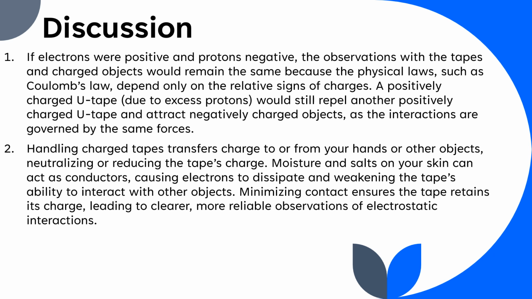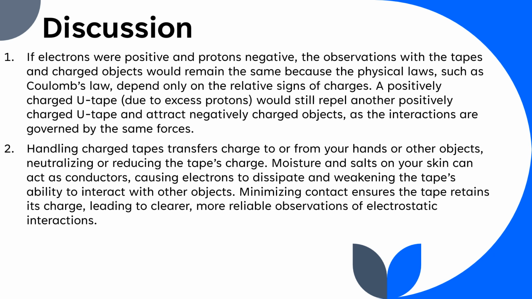So some things to discuss. The first question was if electrons are positive and protons were negative, what would happen? And they would end up staying the same because of the physical laws. So like let's say we had two positive charges, they would separate from each other, but if we turn both of them negative, they'd still end up separating. Like the charged U-tape, if instead of being charged positively, it was negatively charged, it would still push away the neutral charge tape put between the two objects.